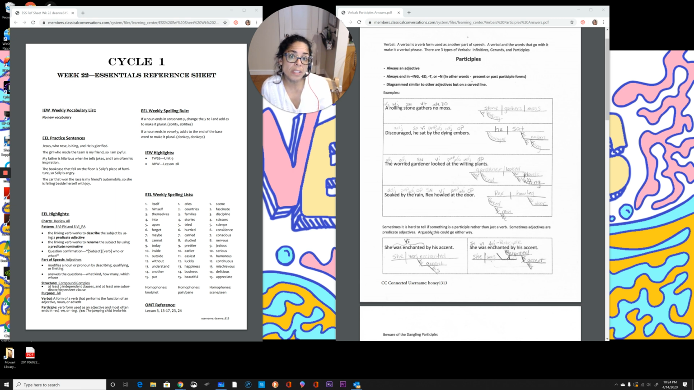You just need to log in, go to the Essential section under the Connected tab, and there's a sample class done in a classroom. There are so many things. So definitely take advantage of that. We're in your guide on page 343. All of the information with regards to week 22 are listed here.